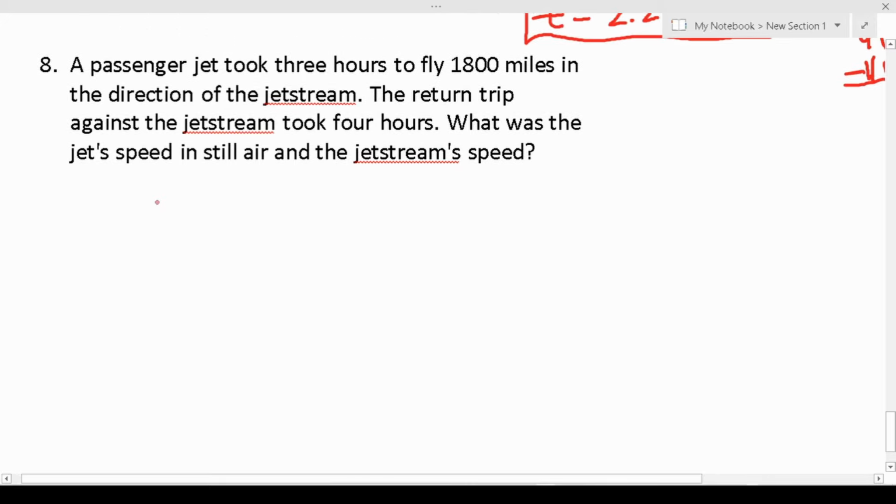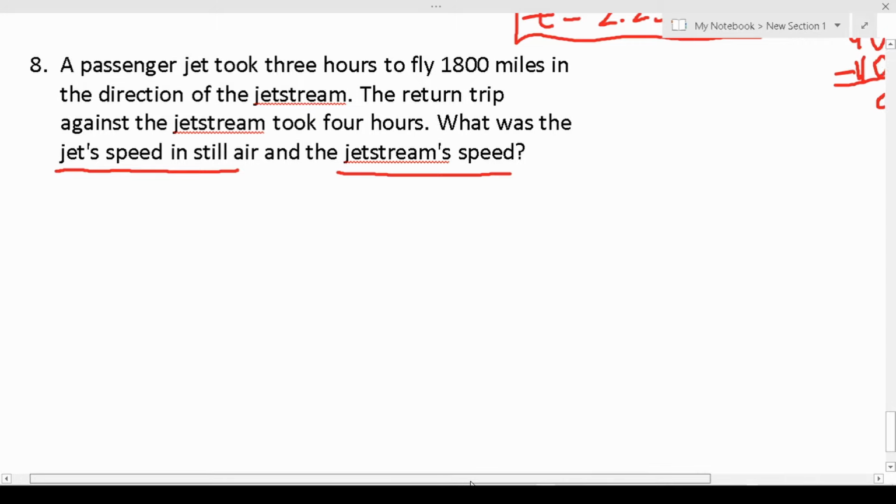The return trip against the jet stream took 4 hours. What was the jet speed in still air and the jet stream speed? Right away, you should know that you're dealing with a system of equations because you're being asked to solve for two different variables. We're being asked to solve for the jet speed in still air, that's one variable, as well as the speed of the jet stream, that's the other variable. Whenever you're being asked to solve for two things at once, you're going to need to use a system of equations to do so.